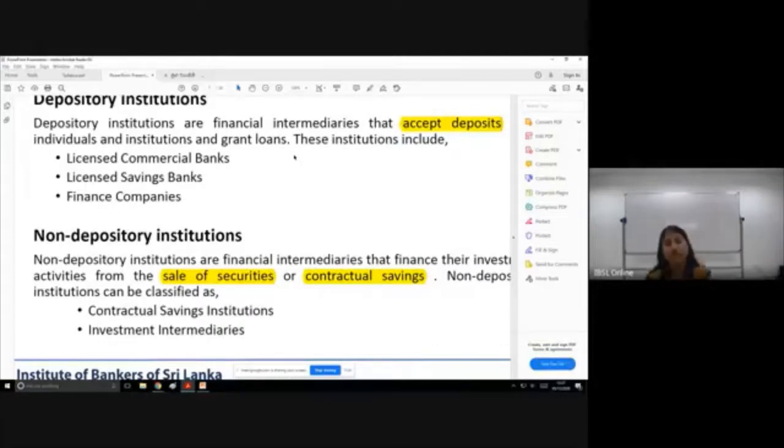A non-depository institution, can they accept deposits? No. But how do they manage? They will either take contractual savings, which I will explain, or they will have a sale of securities, and through that earn a commission and use that as their investment. Based on the method they use, you have two types of non-depository institutions: one is the contractual savings institution, the other is investment intermediaries.